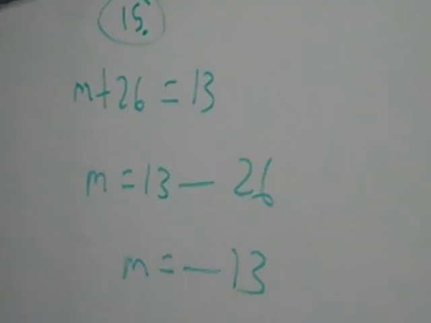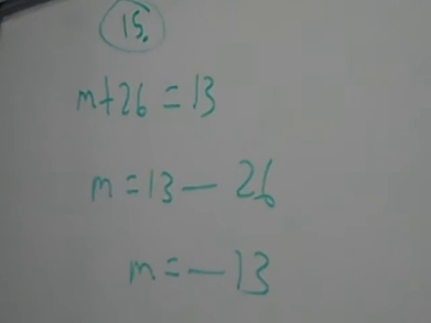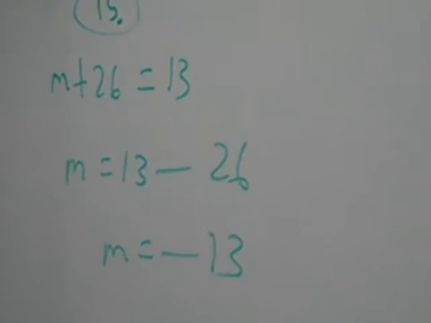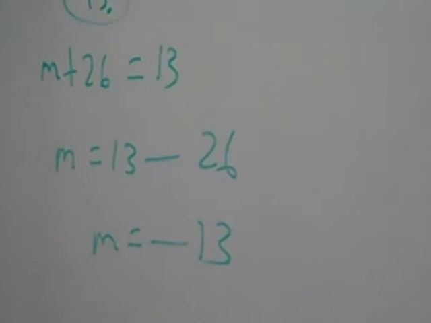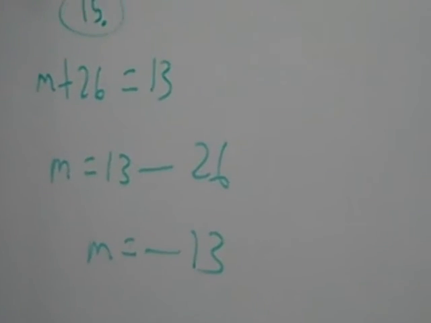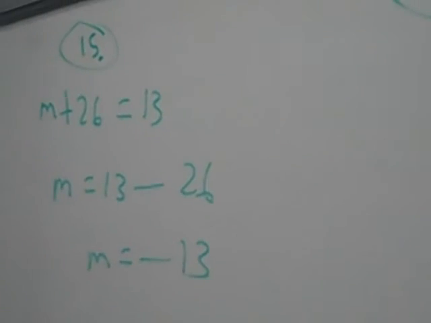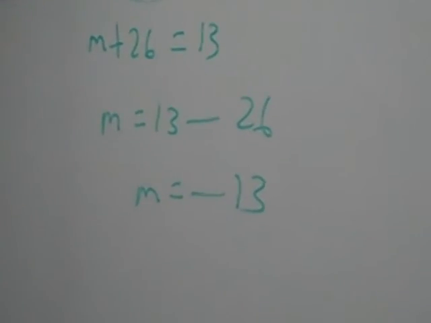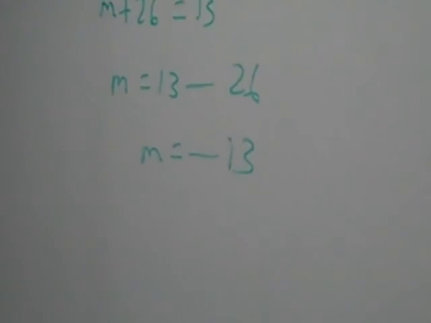Now number 15, they actually take it easy on us. All they give us is just this little guy right here. m plus 26 equals 13. So move the 26 to the right-hand side. We get 13 minus 26. But that's going to be negative 13. And that's my final answer. m equals negative 13. But in the answer pool, we just type in negative 13.